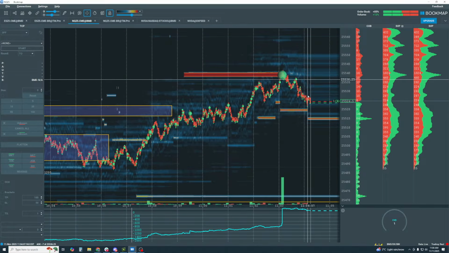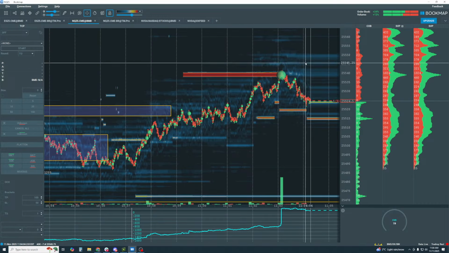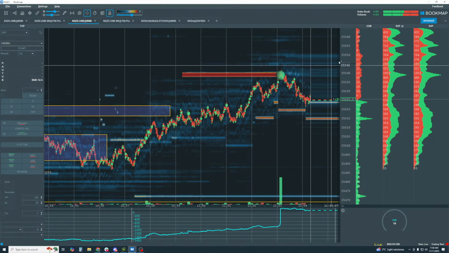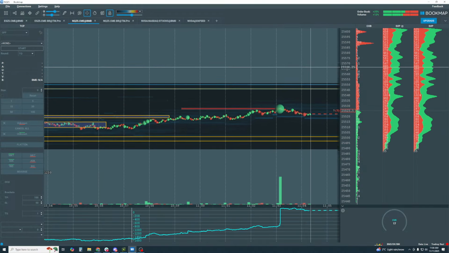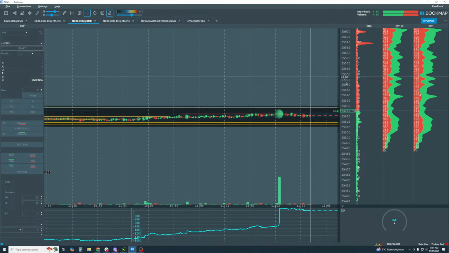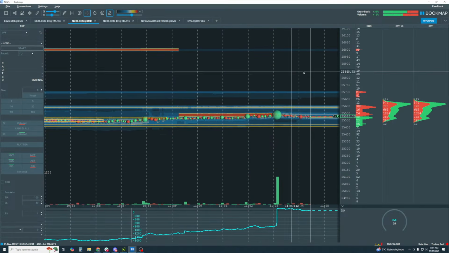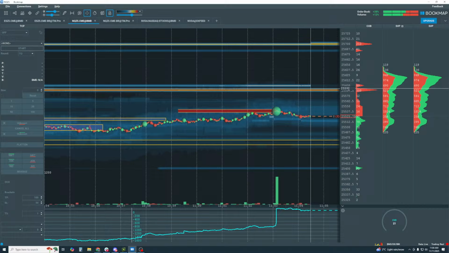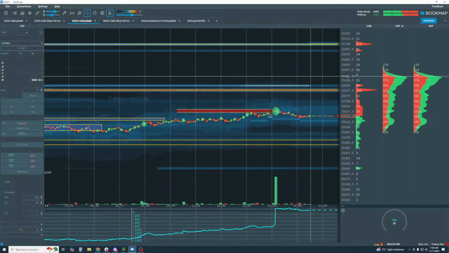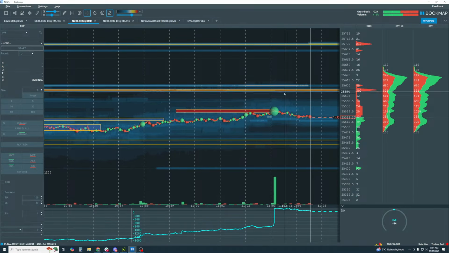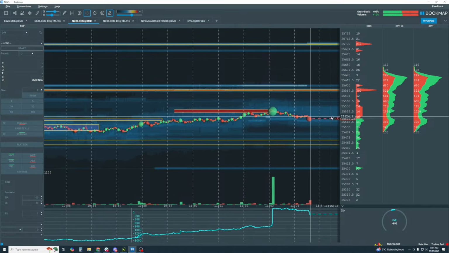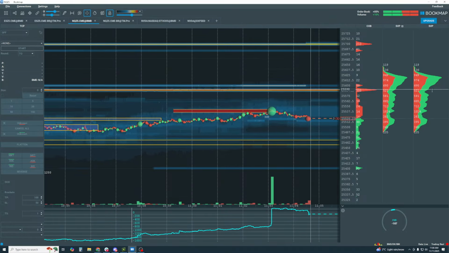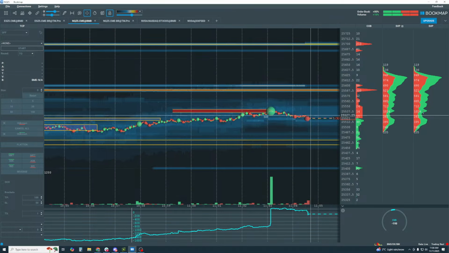You're looking for 25,548, really? I don't see much up there. I mean, the profile looks pretty horrendous here. We do see a P-shape. But this is kind of wonky in here.